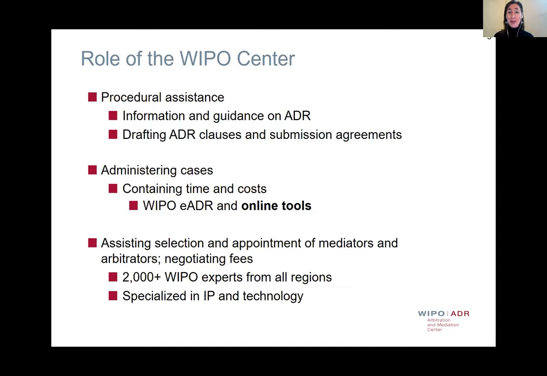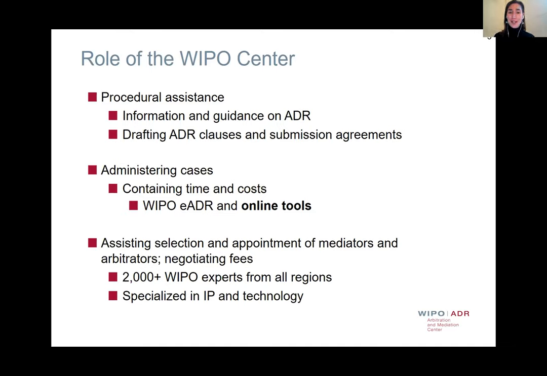Basically our role is to make sure that the case is on track. So it means that we enforce timelines. We also help the parties choose the arbitrator or the mediator. We also have some online tools such as video conferencing. We also have an online platform where documents can be uploaded. That's called WIPO eADR. But I think that our help choosing the mediator and the arbitrator is important, and is even more important when you're dealing with an IP dispute, because as my co-panelists have also mentioned before, IP disputes can be very specific. So really the specialization, the technical background, sometimes business background of the mediator, the arbitrator is essential.